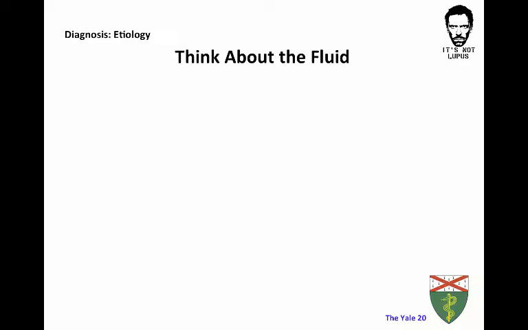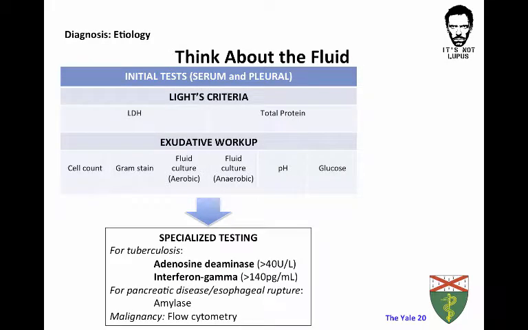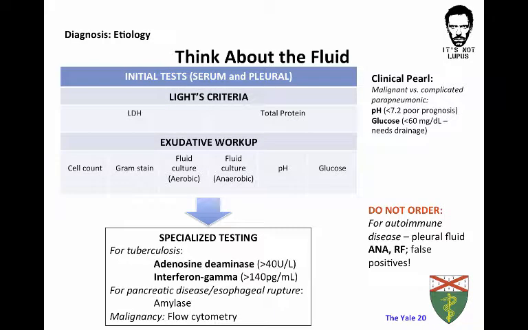So we're thinking about the fluid now. We're evaluating the fluid. We've looked at our patient. What tests do we need to order? Well, obviously, we need that LDH and the total protein for Light's criteria. In addition to that, we want to look at the cell count, the gram stain, cultures of the fluid, a pH, and a total glucose of the pleural fluid itself. There are also specialized tests you can order if you suspect tuberculosis, pancreatic disease, or Boerhaave syndrome, or if there is a malignancy, you may want to send any additional fluid for flow cytometry looking for abnormal cellularity.